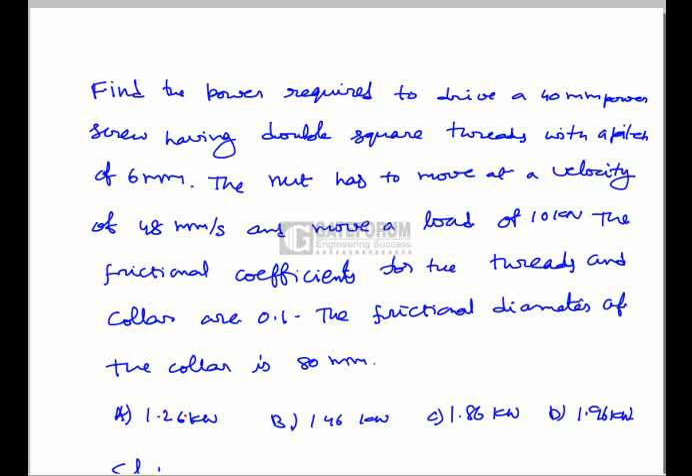Find the power required to drive a 40 mm power screw having double square threads with a pitch of 6 mm. The nut has to move at a velocity of 48 mm per second and move a load of 10 kN. The frictional coefficients for the threads and collar are 0.1. The frictional diameter of the collar is 80 mm. Here the options are 1.26 kilowatts, 1.46 kilowatts, 1.56 kilowatts, 1.86 kilowatts and 1.96 kilowatts.